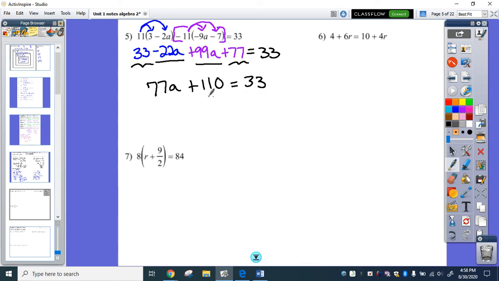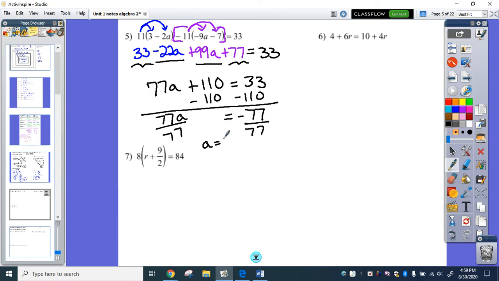And now we're just at a two-step equation. So we're going to subtract 110 from both sides. So we get 77a equals, if we subtract these two, we'll get negative 77. And now we'll divide both sides by 77 to come up with a equals negative 1. The thing you have to be careful with when you're solving equations is you need to be careful about your signs. That's going to be the thing that will be the most important.